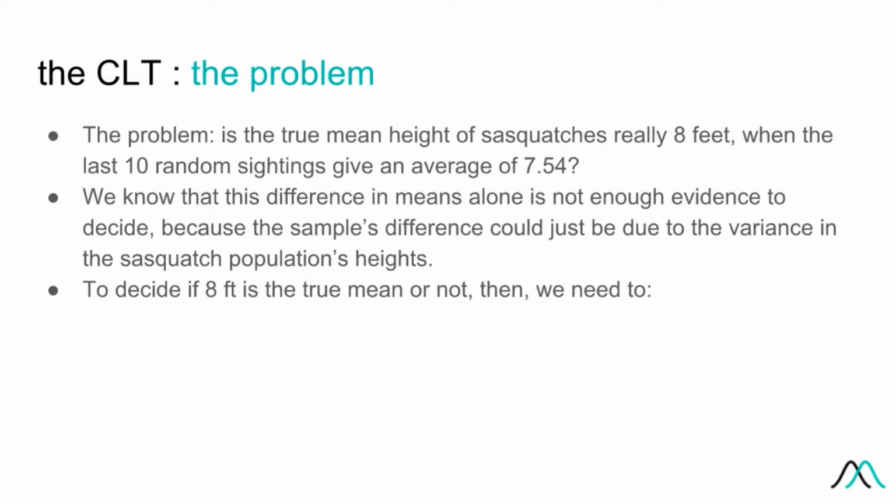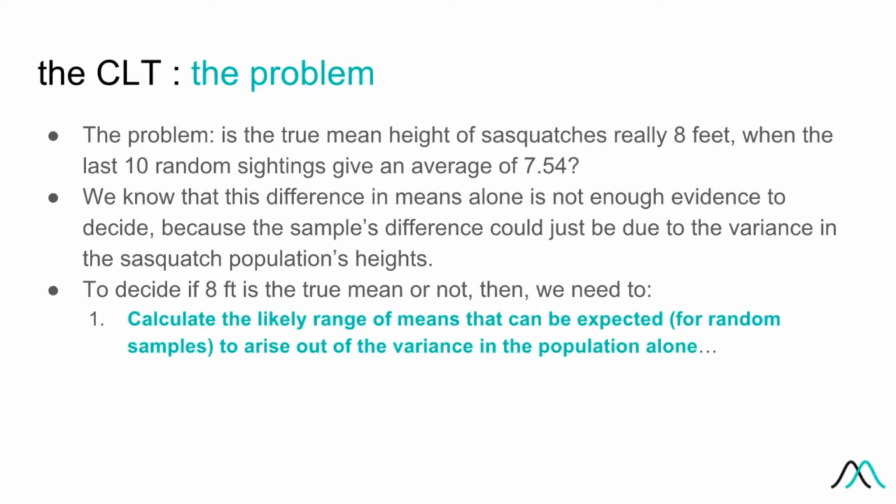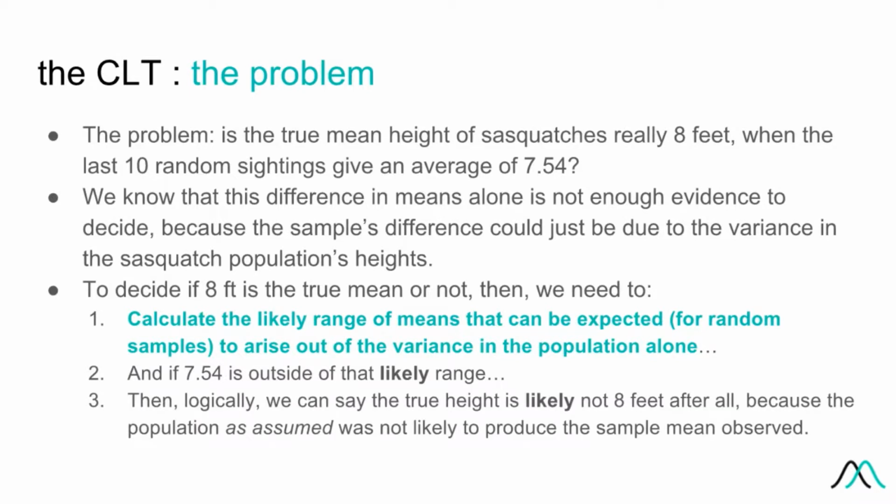So let's finally list out the steps of the inferential way we'll need to answer this problem, that is, how we'll go about accepting or rejecting Woodland Pete's claim that the true mean height of Sasquatches is 8 feet. First, we'll need to calculate the likely range of means that can be expected for a random sample to arise out of the variance in the population alone. Because if the 7.54 feet we observed is outside what was likely, then we would have logical evidence that the true population mean height is not likely 8 feet after all.